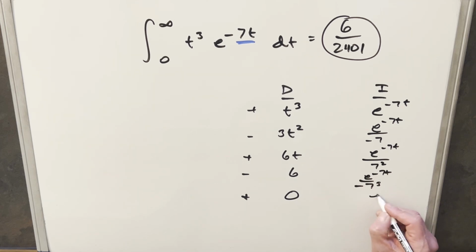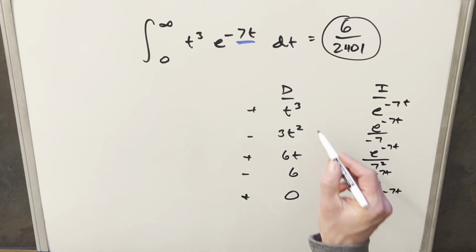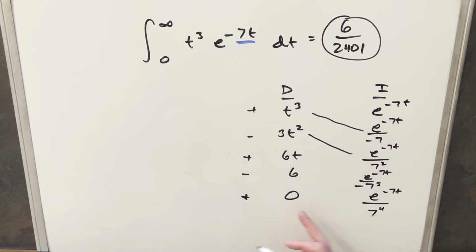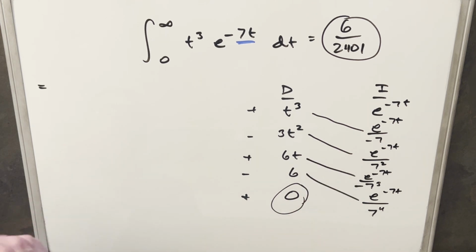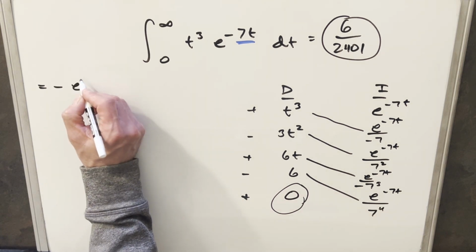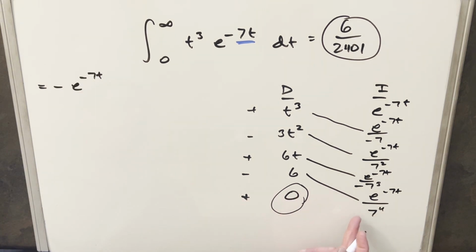And then for this last one, it's just going to be e to the minus 7t over 7 to the 4th. Now for the solution, we're just going to take the diagonals. The last row is 0, so we won't have to worry about that. So then we'll have all these. So now writing down the solution from the diagonals, what I can do is factor out a minus e to the minus 7t, because there's going to be a negative in each term.